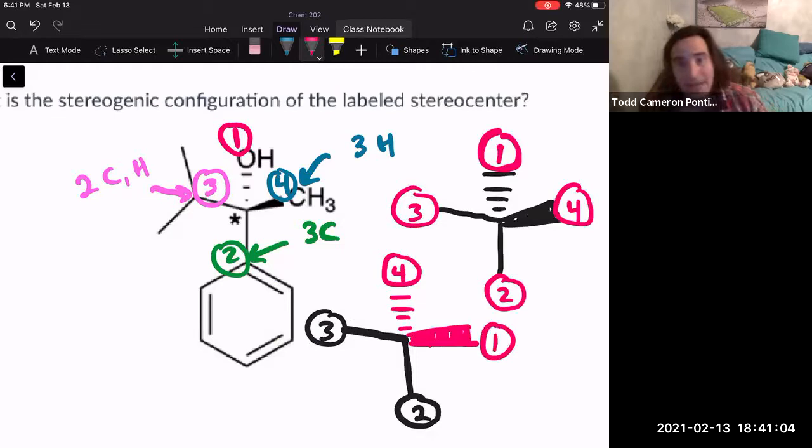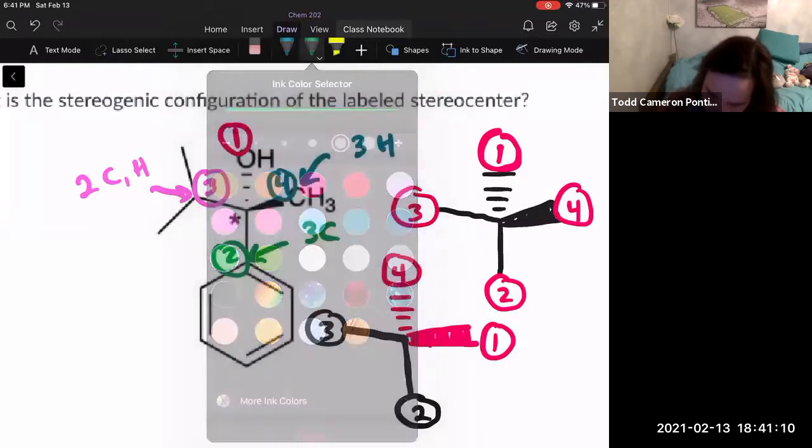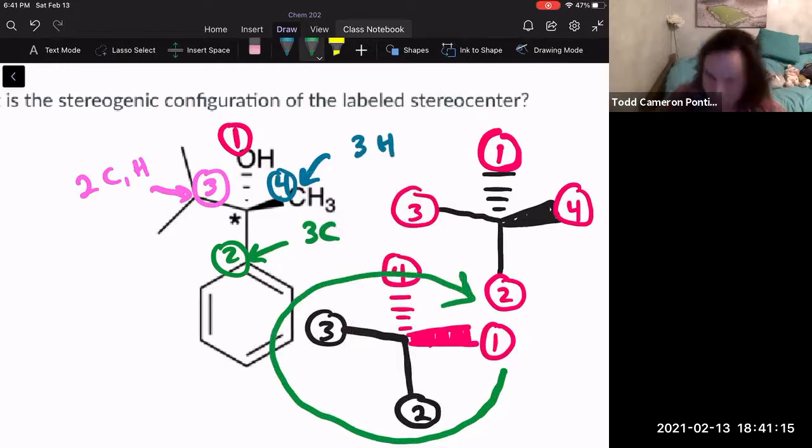Okay, now that 4 is going back away, I can come up with the configuration. So again, we're going to draw an arrow that starts with 1 and goes around to 3. This goes in a clockwise direction. Clockwise corresponds to R. Now remember, we built the stereoisomer of what we had because we took those two and we flipped them around.